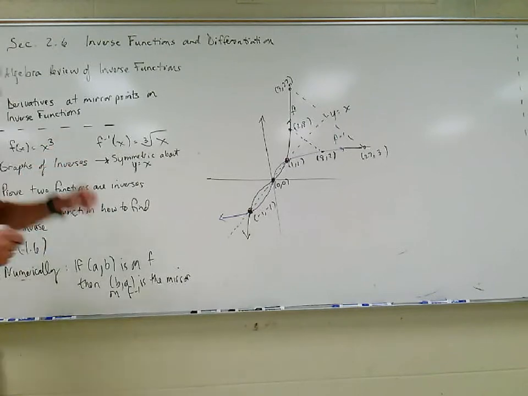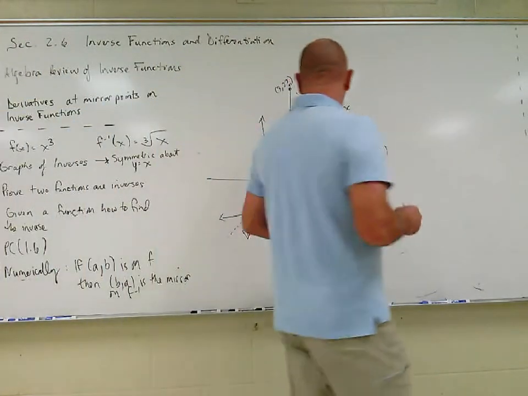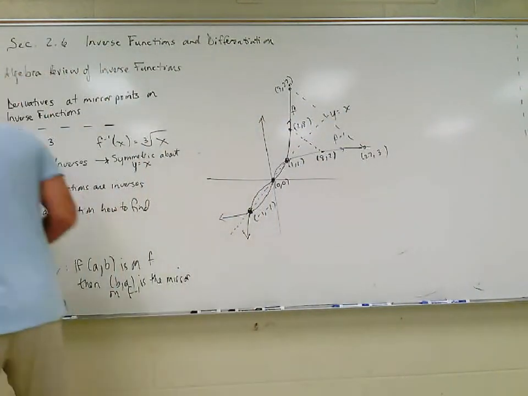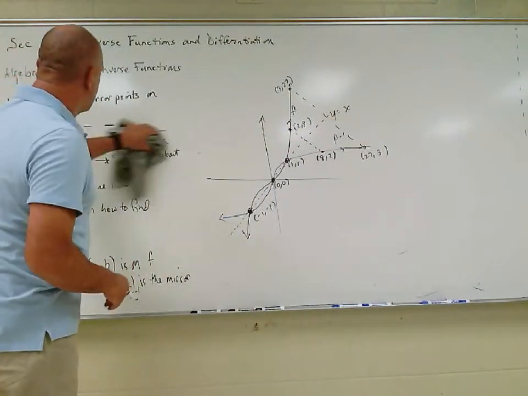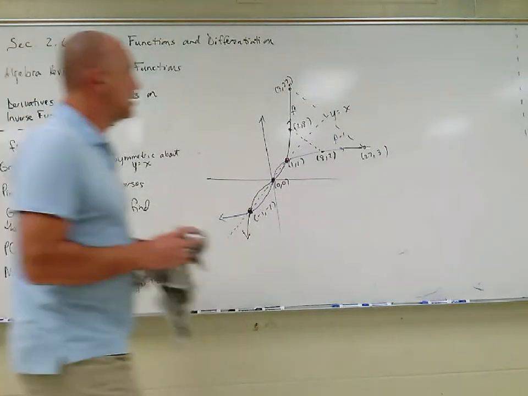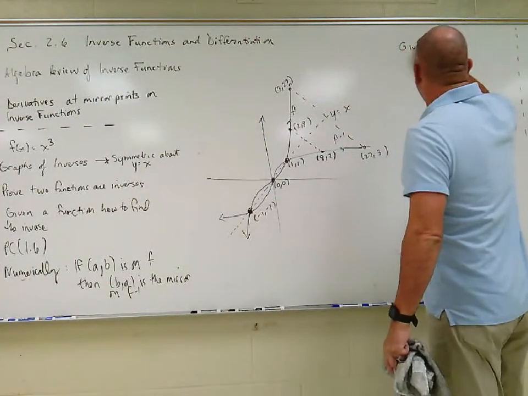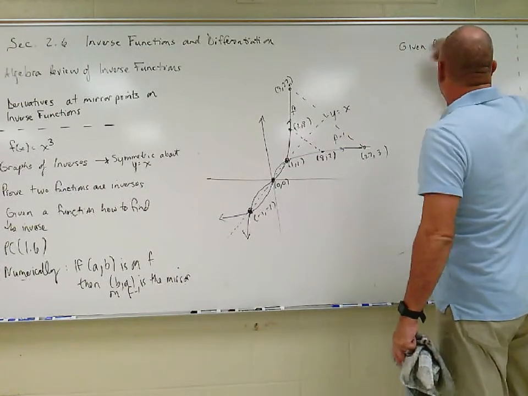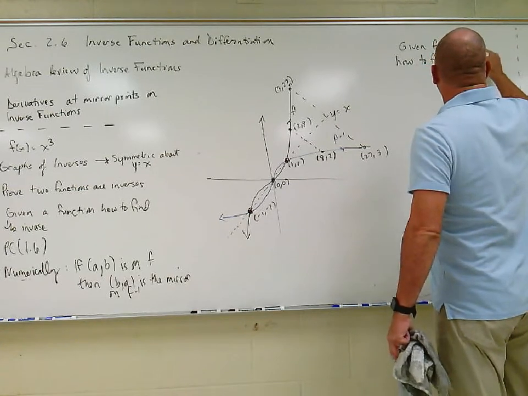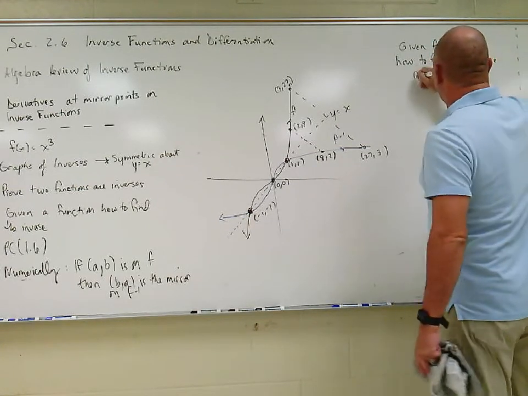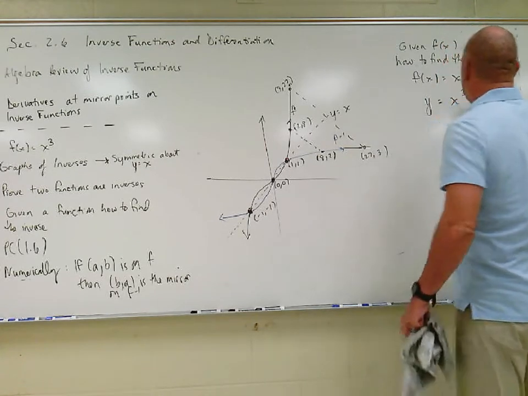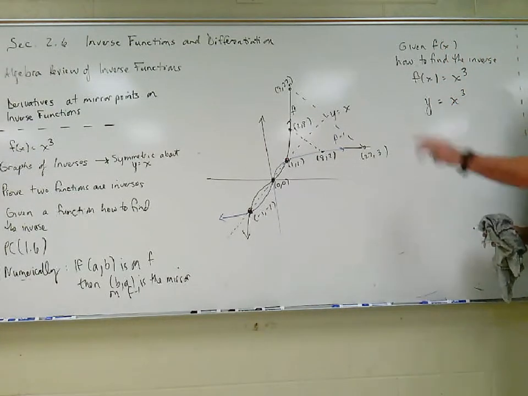All right, so here's the review I want to do with you here. If I didn't know this function, how could I find the inverse just given this function? So we're going to go through that. Given f of x, how to find the inverse. And so here's what we do. We have f of x is x cubed, which we're going to go ahead and make y equals x cubed because it's simpler to work with x's and y's.